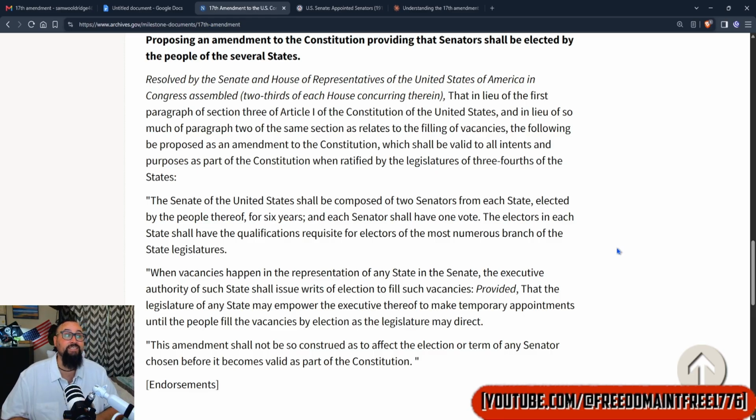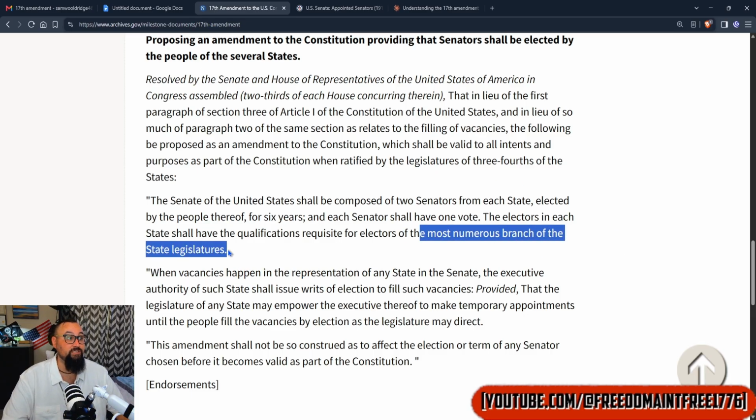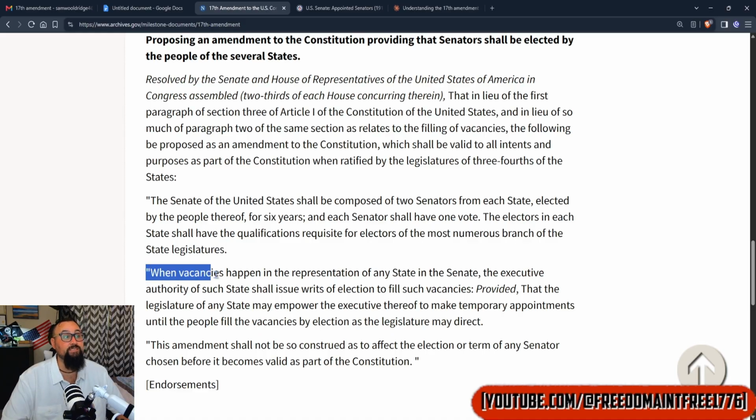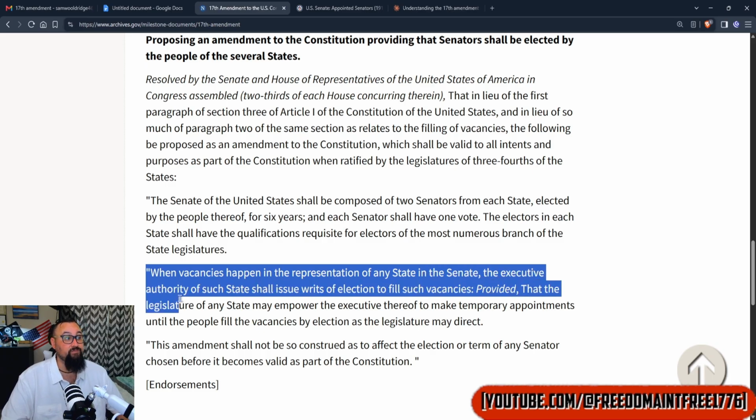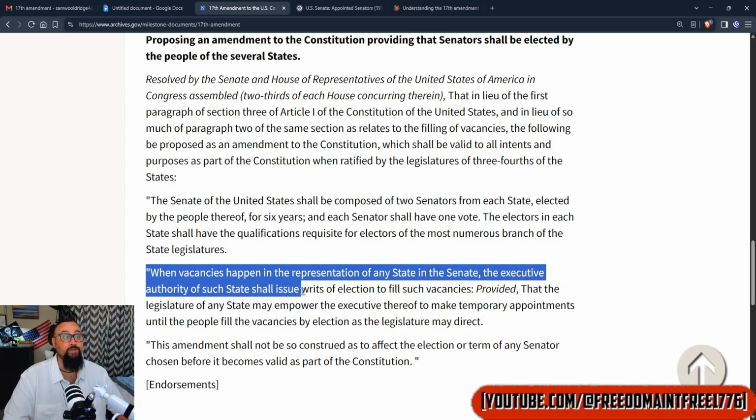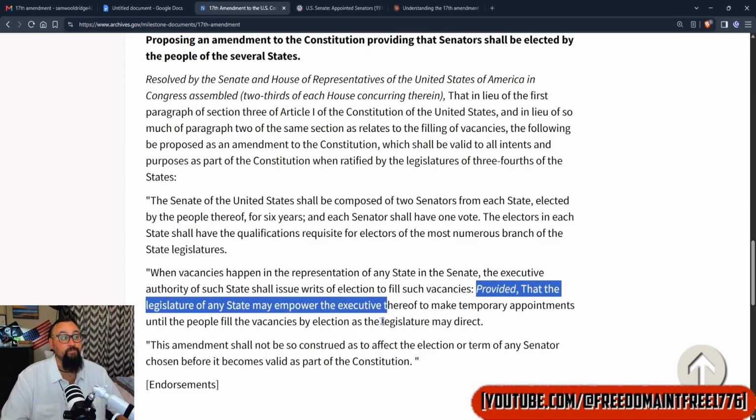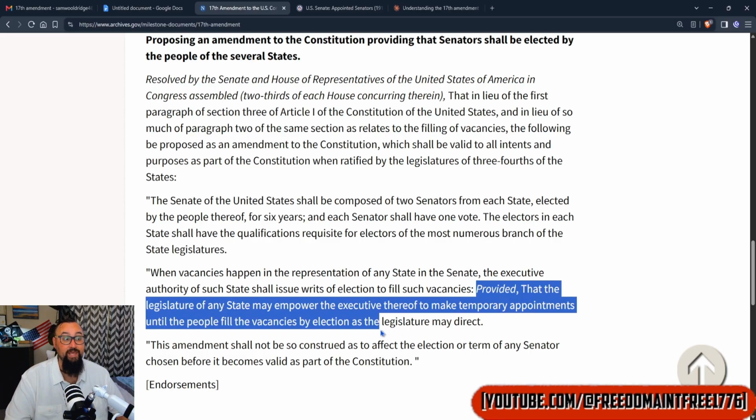The electors in each state shall have the qualifications requisite for electors of the most numerous branch of the state legislators. Quote, when vacancies happen in the representation of any state in the Senate, the executive authority of such state shall issue writs of election to fill such vacancies, provided that the legislator of any state may empower the executive thereof to make temporary appointments until the people fill the vacancies by election as the legislator may direct.